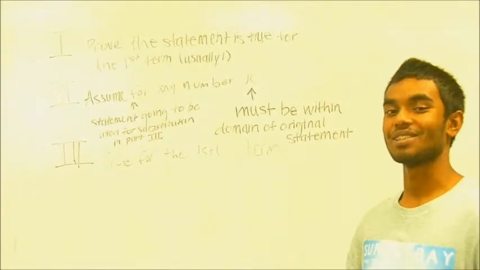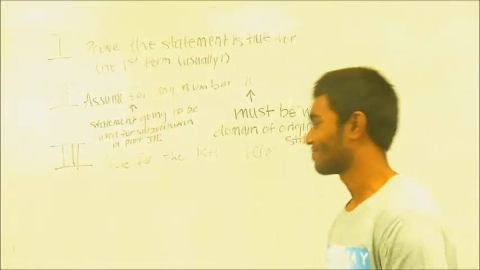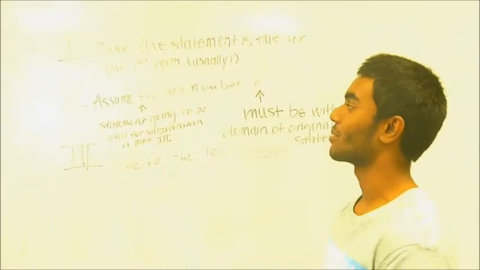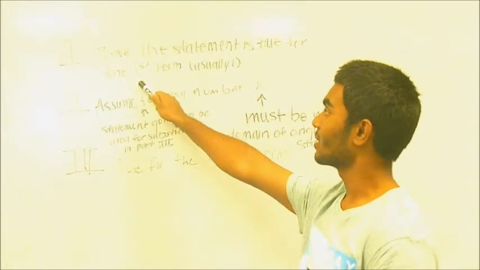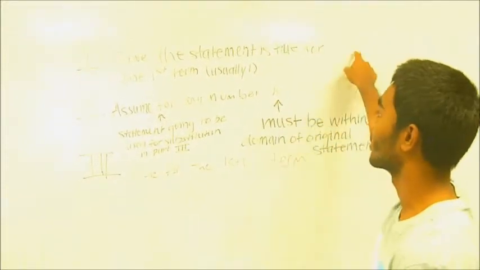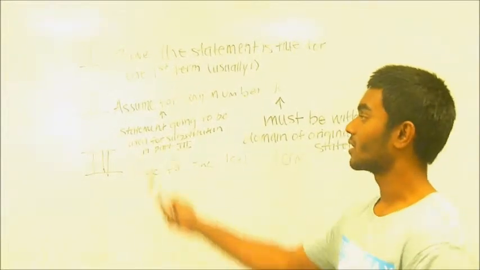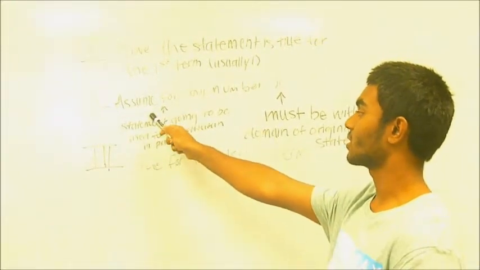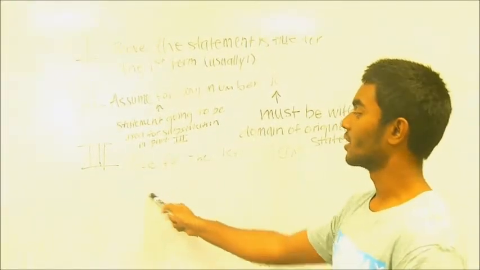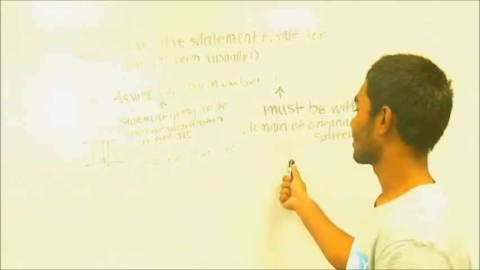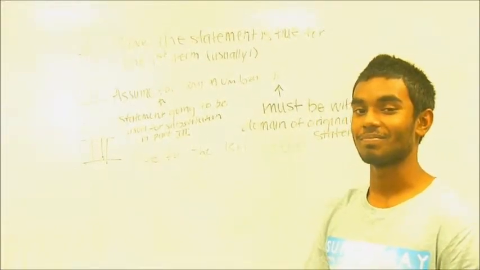Alright, greetings. Welcome to Divisibility 101. A lot like inequalities, divisibility proofs follow the same 3 steps. So the first step, we prove the statement is true for the first term, which is usually 1, or something that is provided in the original statement. Second, you assume that it is true for any number k, and we're going to use this statement for substitution in part 3. In part 3, we prove that it is true for the k plus 1 term, and that's how you prove it for divisibility.